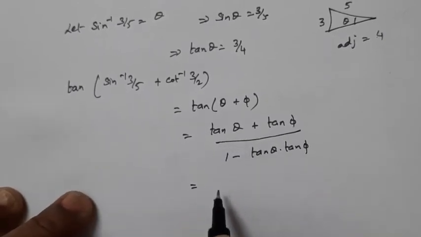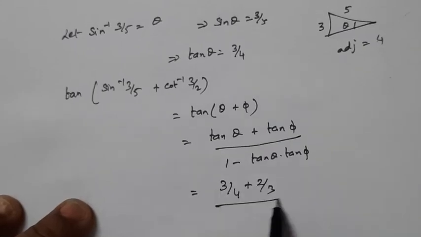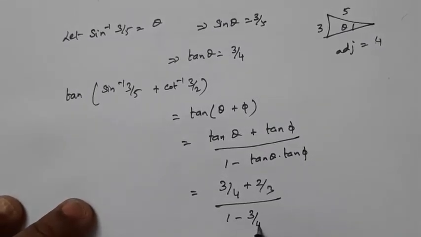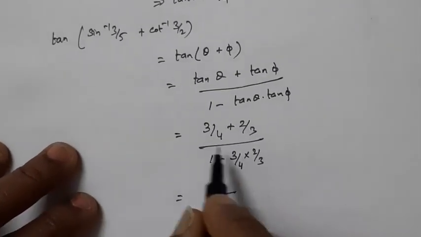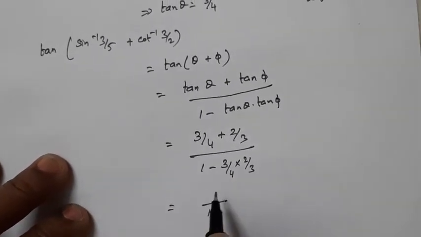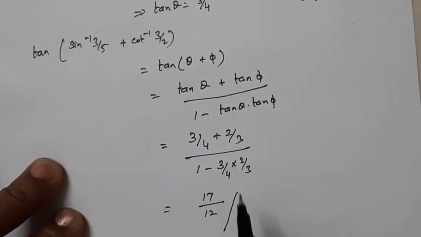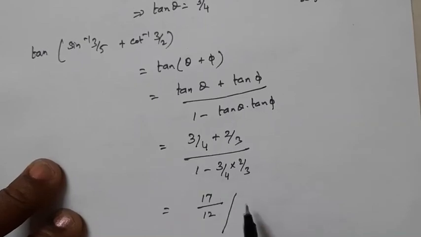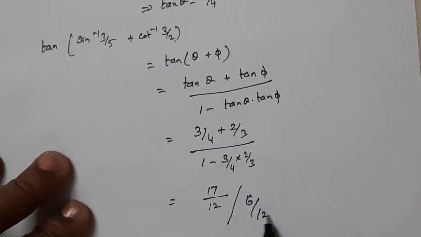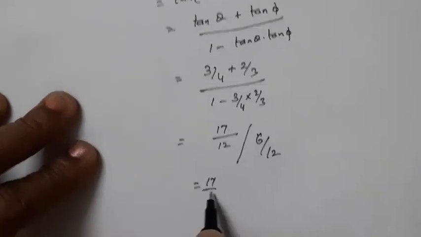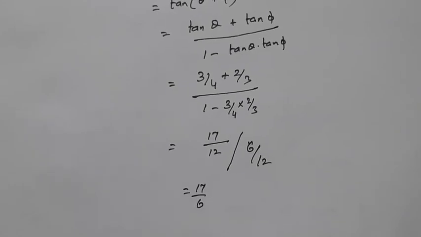Tan theta is 3 by 4 and tan phi is 2 by 3, divided by 1 minus 3 by 4 into 2 by 3. Taking LCM as 12, 9 plus 8 is equal to 17 over 12, and in the denominator, 12 minus 6 is 6 over 12. So that would be equal to 17 by 6. So what is the value of the given expression? It is equal to 17 by 6.